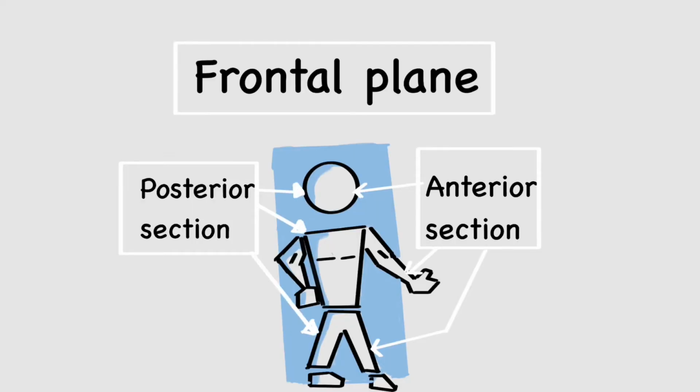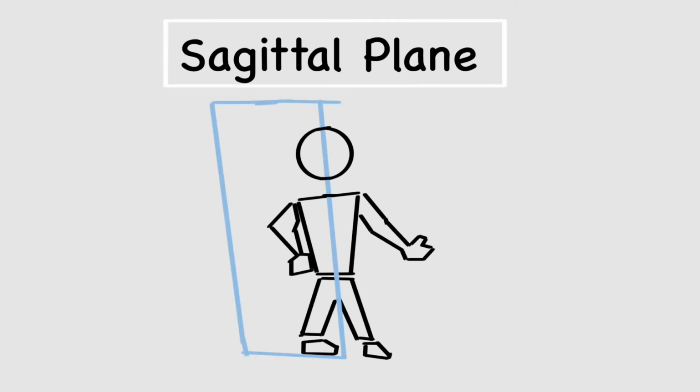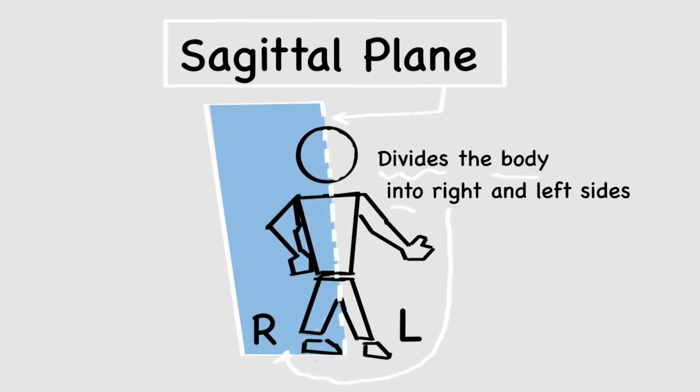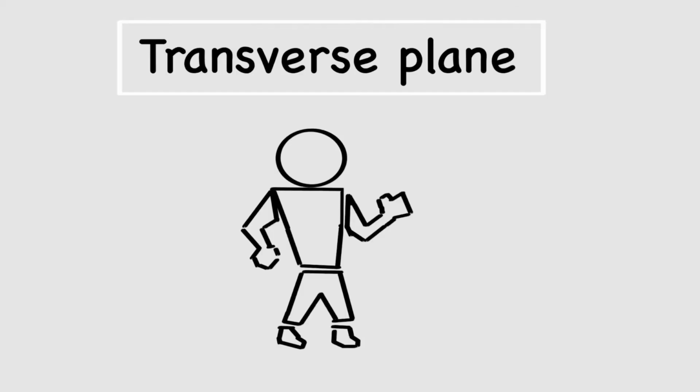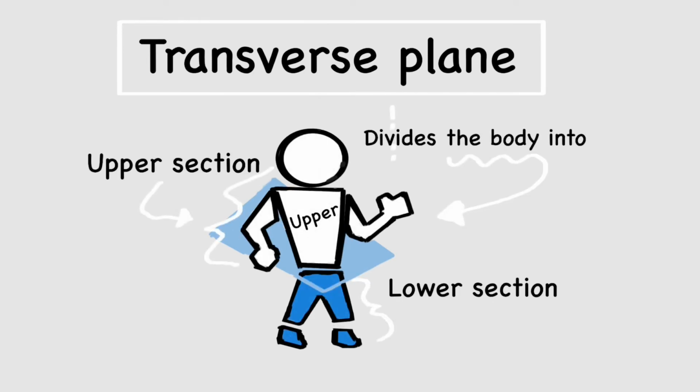The next word would be sagittal, another imaginary or glass plane that divides the body into a right and a left side. For sagittal, think of sides and side view. That was helpful for me. The last word is transverse, which would be another horizontal imaginary glass that would divide the body into an upper section and a lower section. For transverse, you can also think of twist.